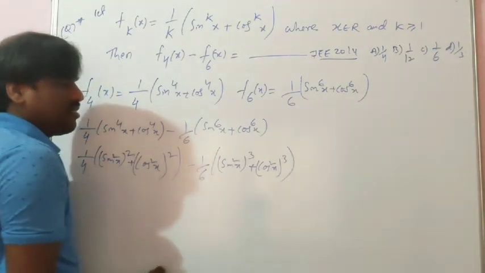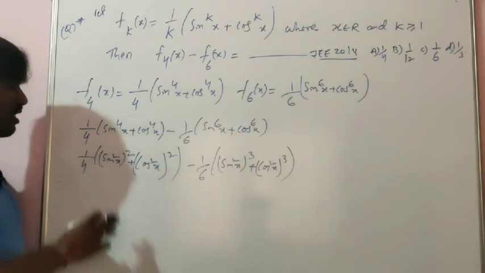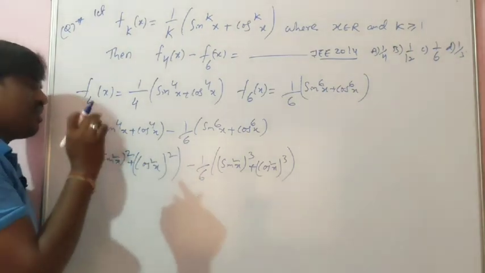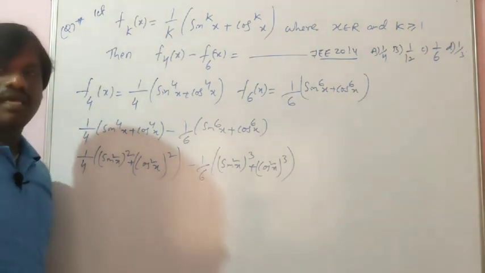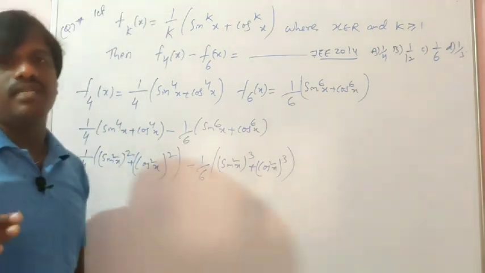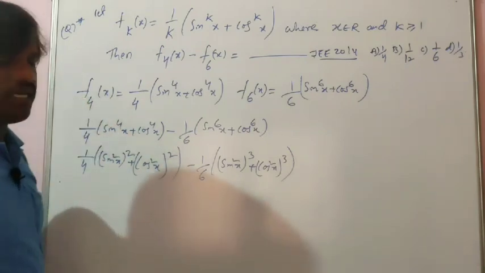I can write like this, or I can write cube inside and square out, anything. So what I can write as this is a square plus b square formula. What is the formula for a square plus b square? That is a plus b whole square minus 2ab. That is the most important identity we have to apply here.